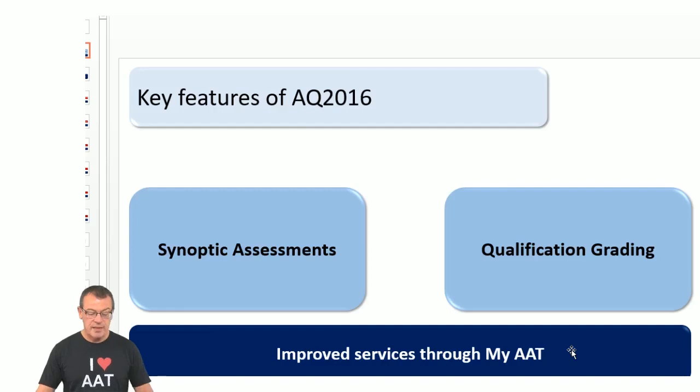So what have we got? Key features, AQ216. Well, when AQ216 was being established, even though it's been running now for a couple of years, the AAT looked at the old syllabus and along with large companies within industry, they tried to establish a better qualification, more in tune with what industry were looking for. So there were various consulting papers that went out and what they came back with, and this is why we are here today, is the idea of producing a Synoptic Assessment.